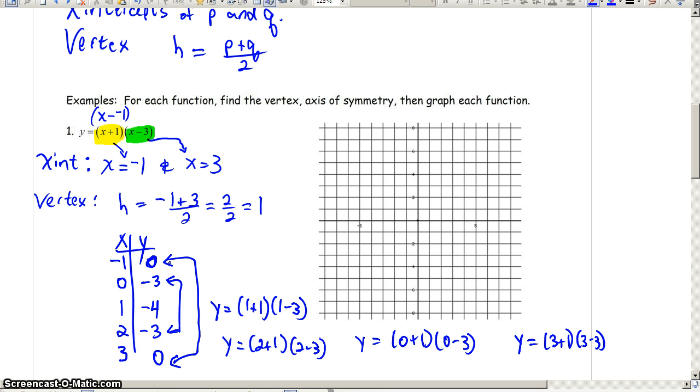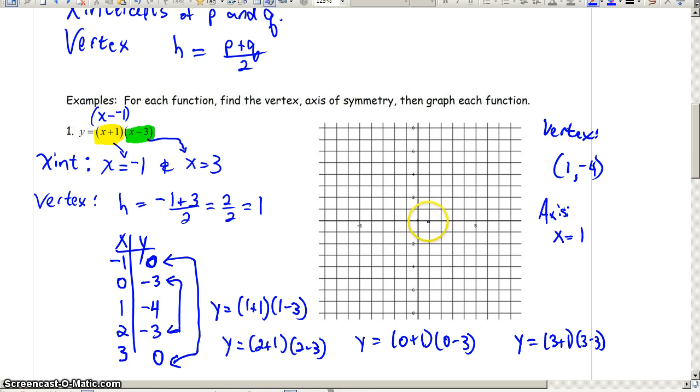They are, in fact, going to correspond to 2 points. Well, our vertex is going to be a point. It's the point 1 comma negative 4. Our axis of symmetry is going to be the line x equals 1.